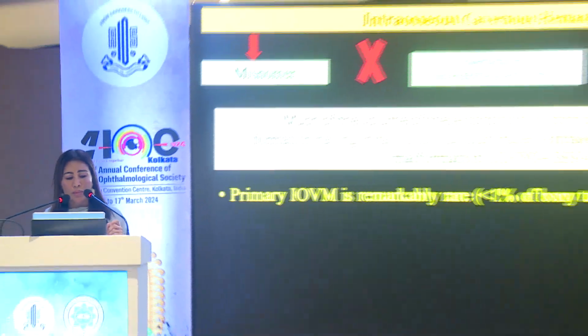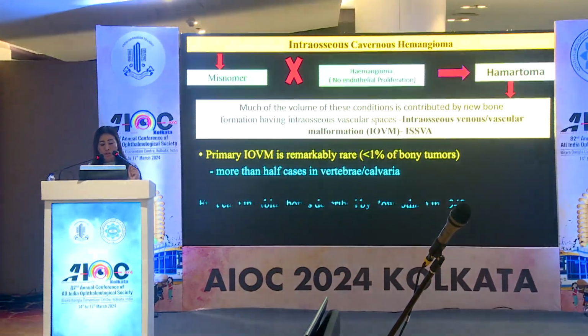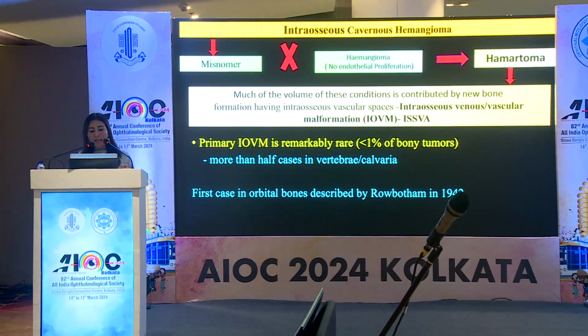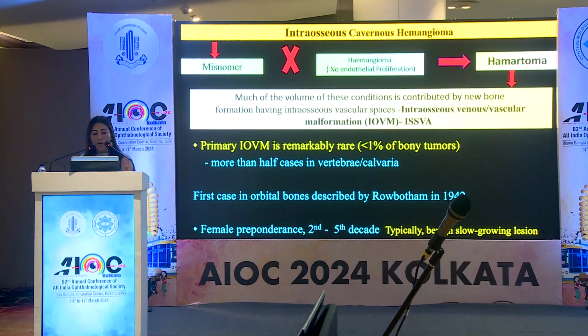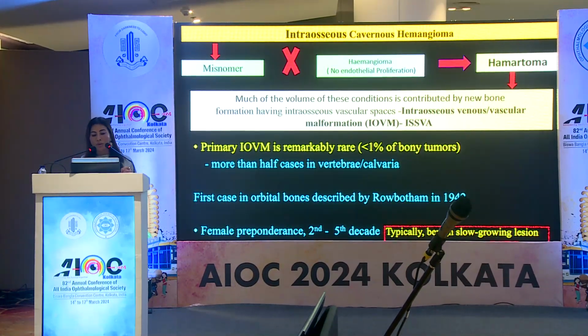When we talk about this tumor, my question is: is it actually a tumor or a misnomer? I feel it is more of a misnomer because we do not see any endothelial proliferation, and hence I feel it is more of a hematoma. As per the ISSVA classification, it still stands that it shows no endothelial proliferation, so it should be more of a hematoma. This primary intraosseous vascular malformation is rare, and it usually involves a long bone. The first case was reported in 1942, but orbital cases are much fewer, with a female preponderance.